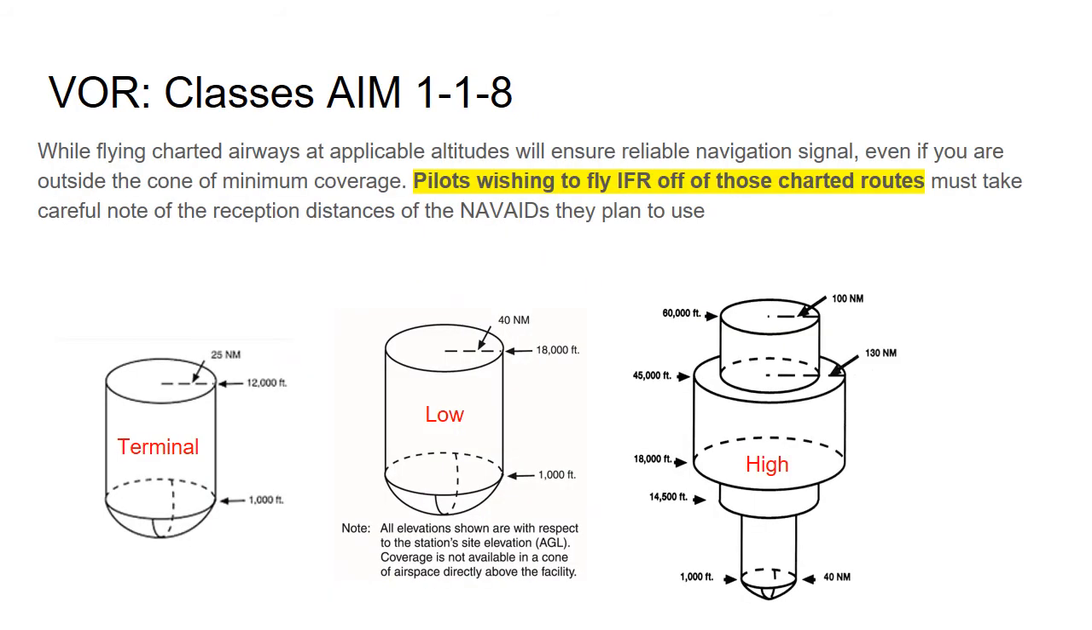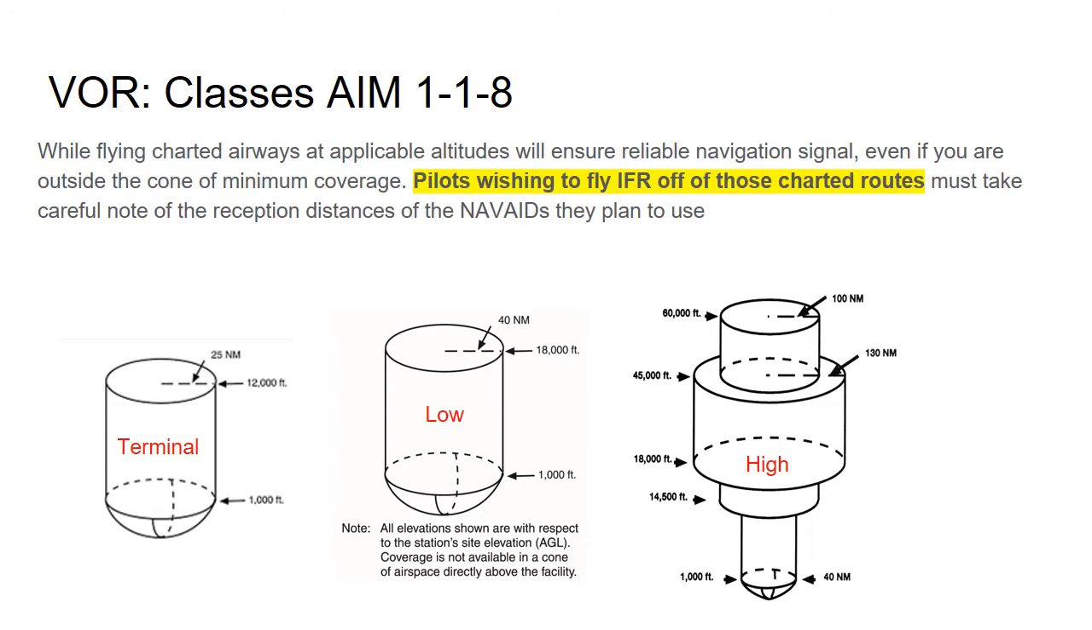There are three classes of VORs that define the distance a pilot can reliably receive their signals. You can determine the class of any given VOR by referencing your chart supplement. While flying charted airways, i.e. the airways that are on your low altitude en route chart and appended with the minimum en route altitudes, you're ensured of reliable navigation signals in most cases, even if you're outside the cone of minimum coverage. Those routes have all been tested by the FAA.